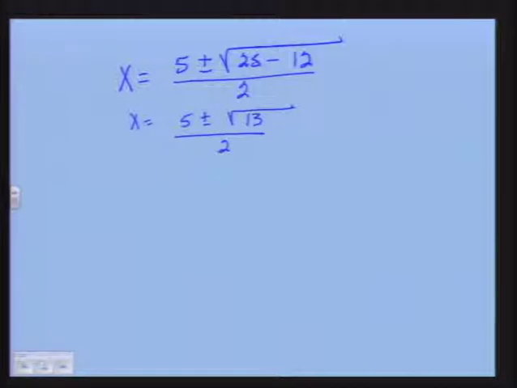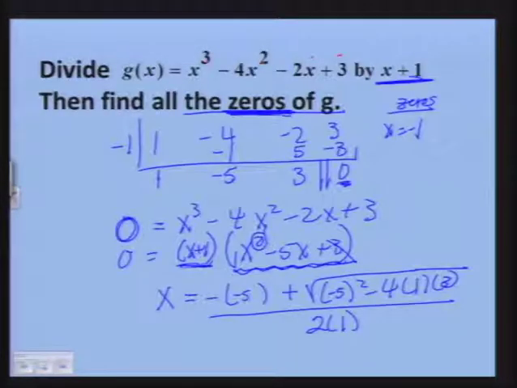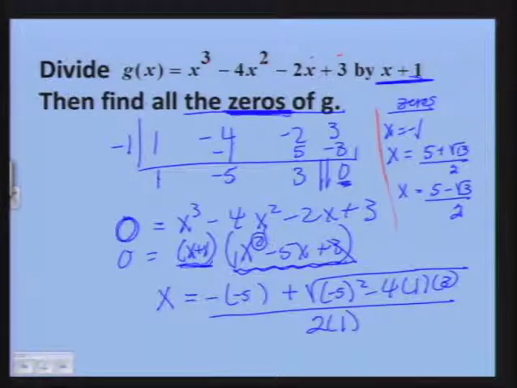So now we can go back to our list and say that we have a 0 of x equals negative 1. We have a 0 of 5 plus the square root of 13 divided by 2. And we have a 0 of 5 minus the square root of 13 divided by 2. And usually we want exact zeros rather than decimal approximations. So this would be our answer right here. We found the zeros of g because we plugged in 0 for g of x.